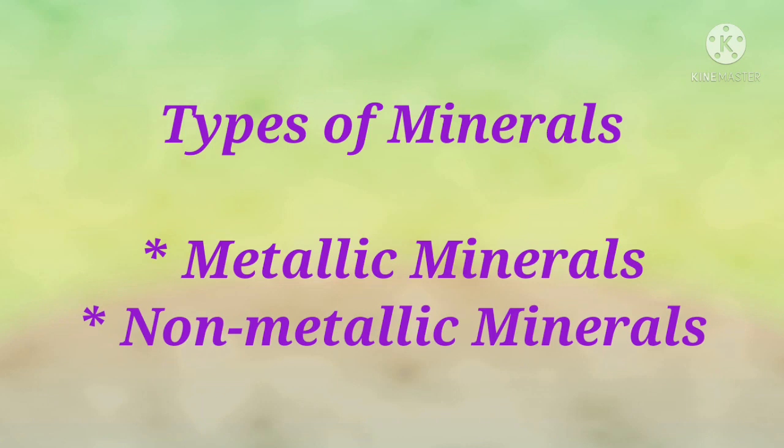Students, metallic minerals are divided into two subgroups. What are they? Yes, they are ferrous minerals and non-ferrous minerals. See, ferrous minerals contain iron. Non-ferrous minerals do not contain iron. Students, this is the difference between ferrous minerals and non-ferrous minerals.